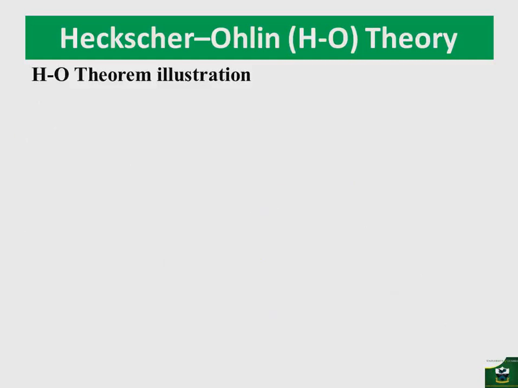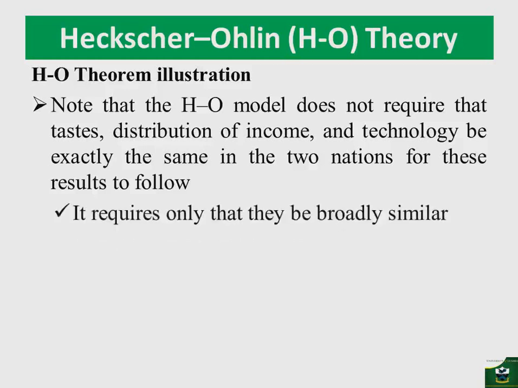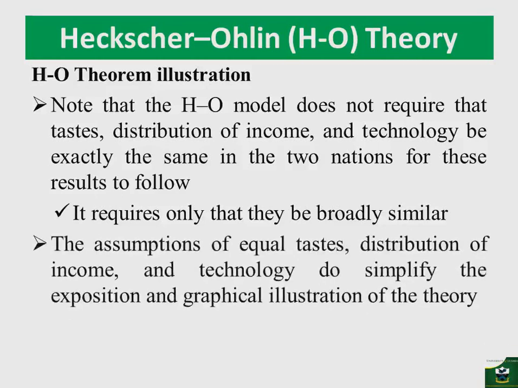Okay, so it should be noted that the Heckscher-Ohlin model does not require that tastes, distribution of income, and technology be exactly the same in the two nations for these results to hold. But what will be required is only that they be broadly similar and not necessarily equal. This is the reason why the assumption of equal tastes, distribution of income, and technology do simplify this model so that we avoid any ambiguities that may arise in this presentation or in this model.